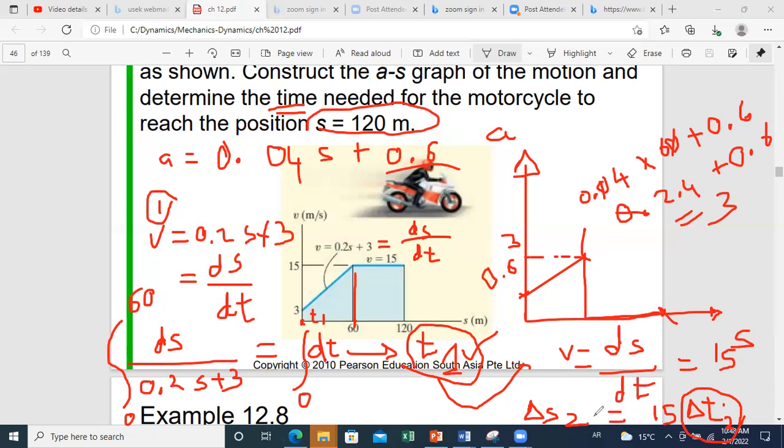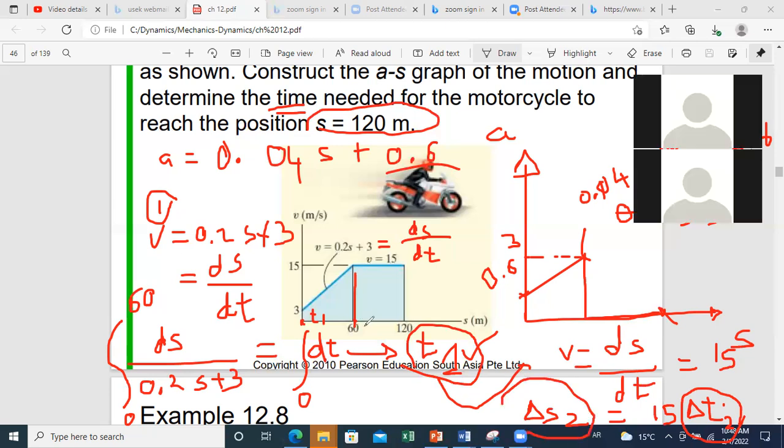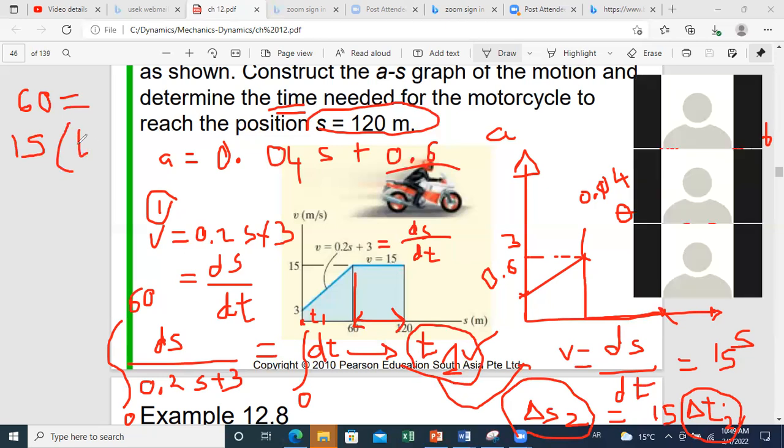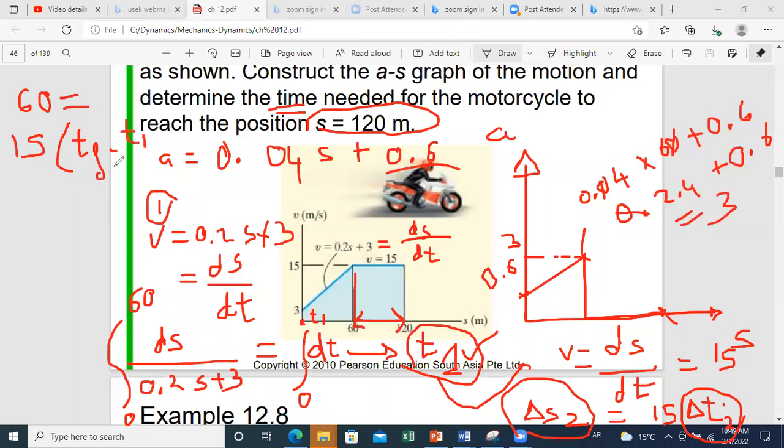So delta s2 represents the displacement in phase 2, which is 120 minus 60. So you can write that 60 is equal to 15 times the total time t final minus t1. So t final will represent the total time of motion, and this is what we want to get. Okay, so in this way we'll be able to find the total time needed to reach position 120 meters. Any question on this?